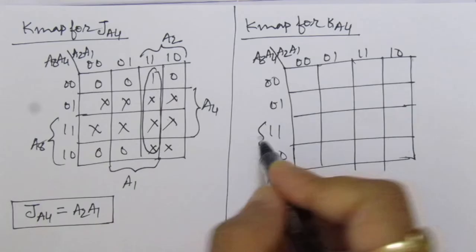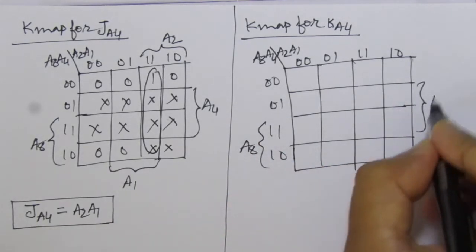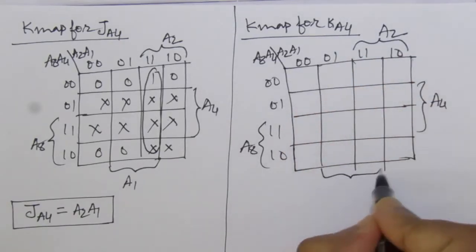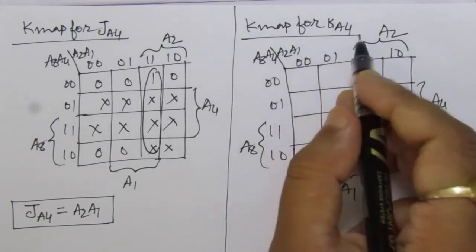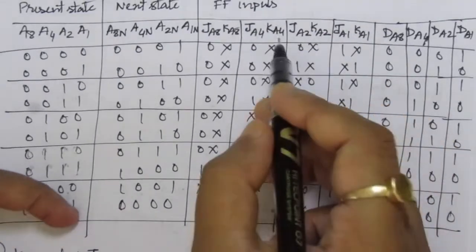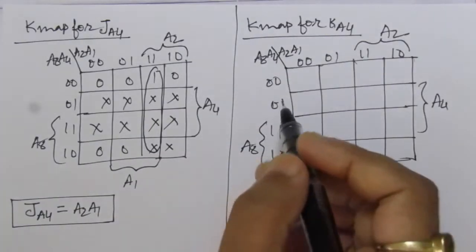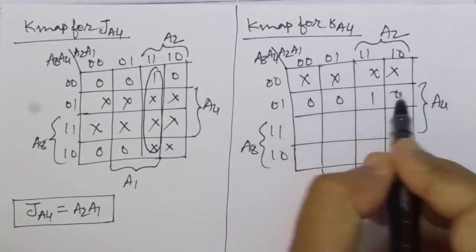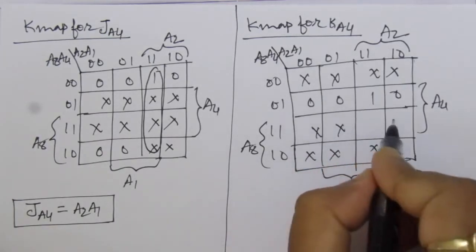These two rows are A8, these two rows are A4, these two columns are A2, these two columns are A1. Now we have to fill up this K map with the values of KA4. So for KA4 we have this one. Don't care, don't care, don't care, don't care, then 0 0 0 1, don't care, don't care, don't care, don't care, don't care, don't care, 0 0 0 1. Then we have don't care for all the remaining eight entries.